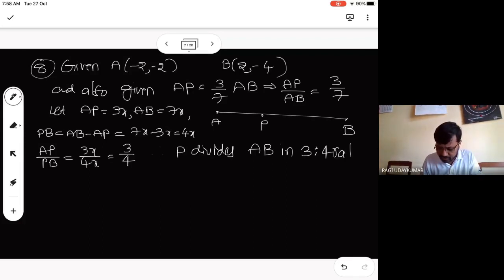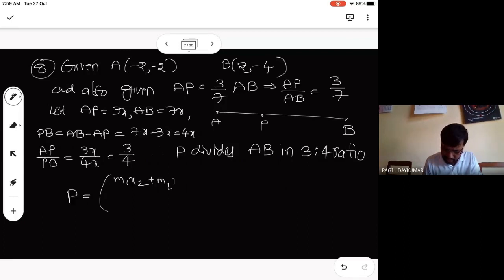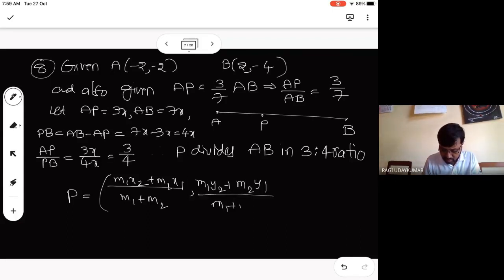So the P point has to be found out. We have to use the formula for the point dividing in 3:4 ratio. P is equal to (M1 x2 plus M2 x1) by (M1 plus M2), (M1 y2 plus M2 y1) by (M1 plus M2). Here also, you are not supposed to take M1, M2 as 3 and 4 directly, but if you take them, you are going to get the answer, and the calculation is easy.